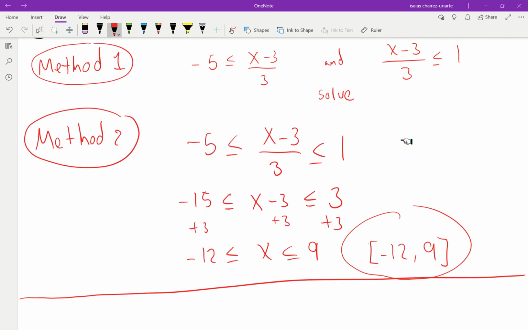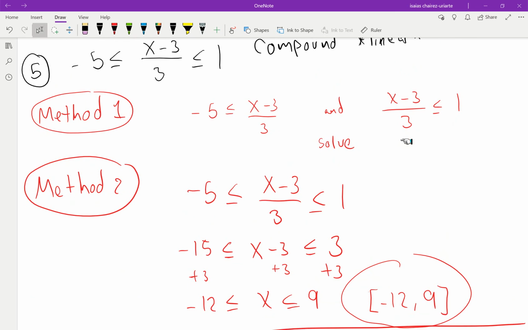You could have also obtained this from method 1. The only thing is that you would have had to solve 2 different inequalities and then think about the intersection, the overlap of the solutions of each one of those inequalities.